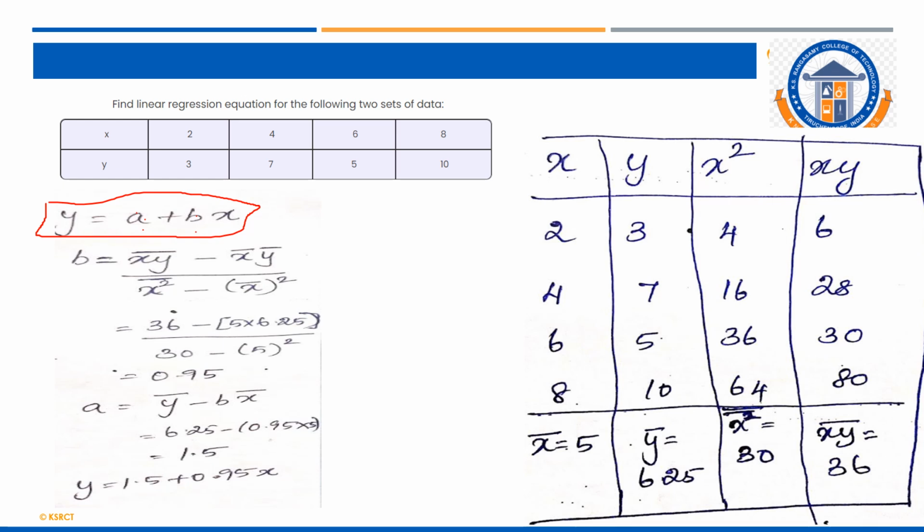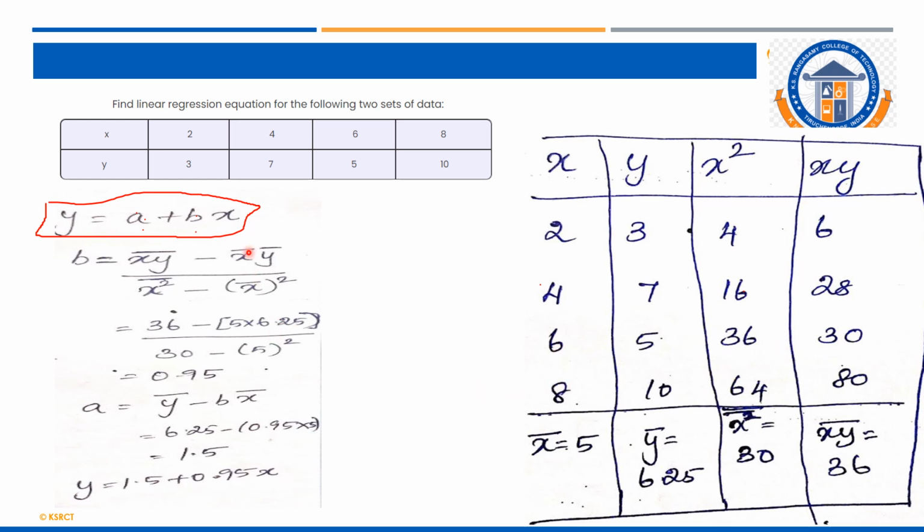So for finding these values, we need to calculate the mean of x into y, and the mean of y. I have drafted a table. Given x is 2, 4, 6, 8 and y is 3, 7, 5, 10. We need to find x into y and x square. So 2 into 3 is 6, 4 into 7 is 28, like that, x into y, and x square: 2 square 4, 4 square 16, 6 square 36, 8 square 64.